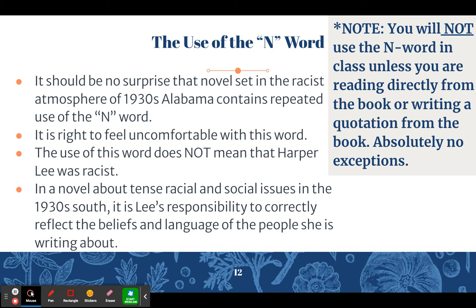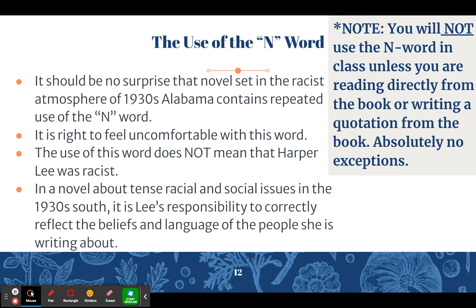But I also want to say that it's not something that is acceptable to use in our modern society. You cannot use it in class. If you're reading a quote directly from the book or you're writing a quotation from the book, then yes, that's understandable. But it's not an acceptable word to say in any other context in our classroom. So I just want to put it out there.